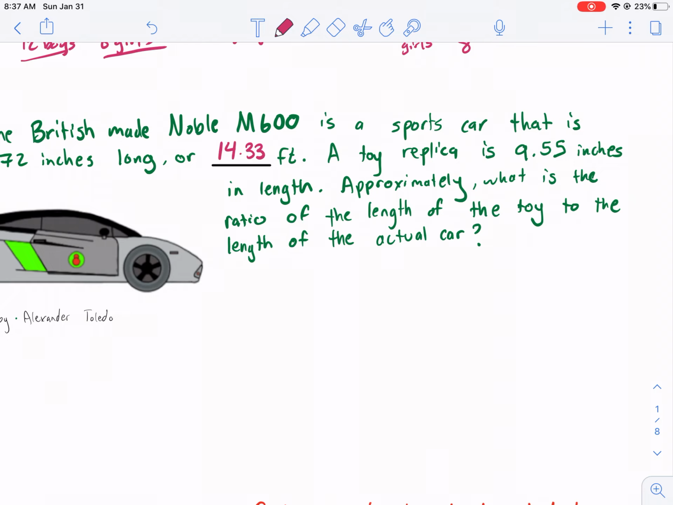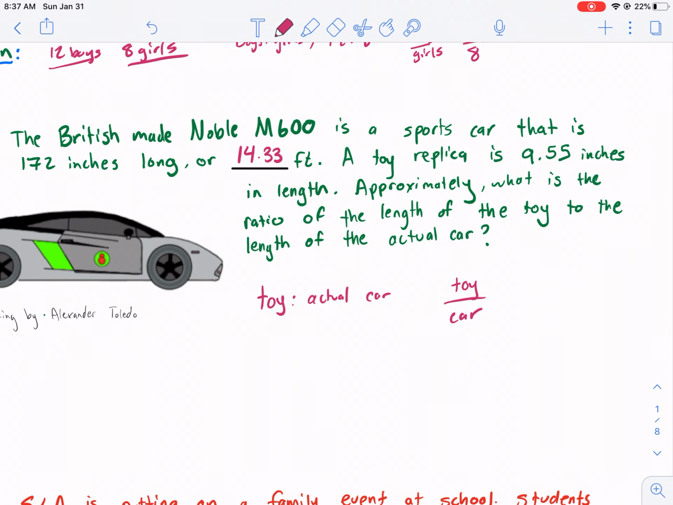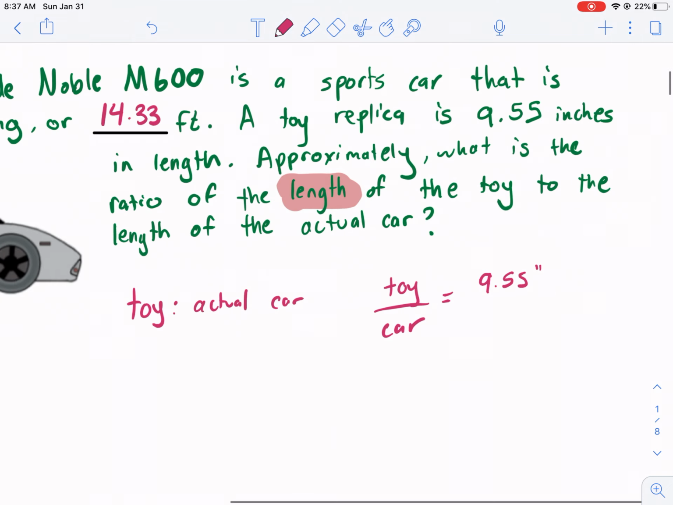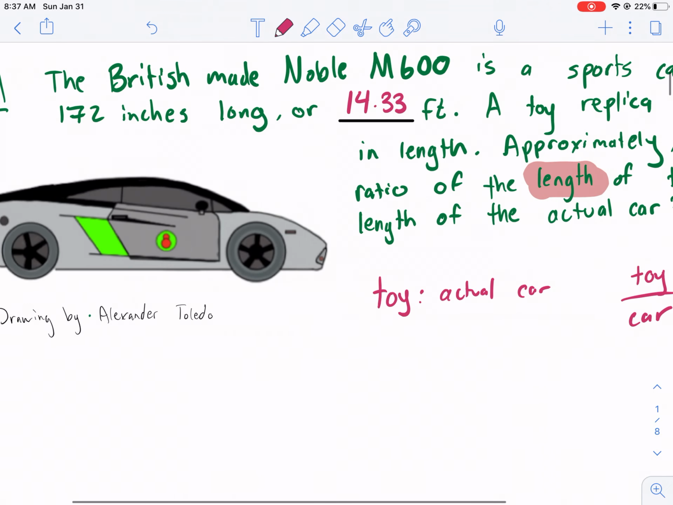Approximately, what is the ratio of the length of the toy to the length of the actual car? So what are we comparing? We are comparing the toy to the actual car. Or if you want it in ratio, fraction form, we have toy to car written like that. So now we need the length. We're comparing the lengths of these two things. What are the lengths of each item here? So we have the toy is 9.55 inches. That's the symbol for inches. And then we have the actual car is 172 inches.